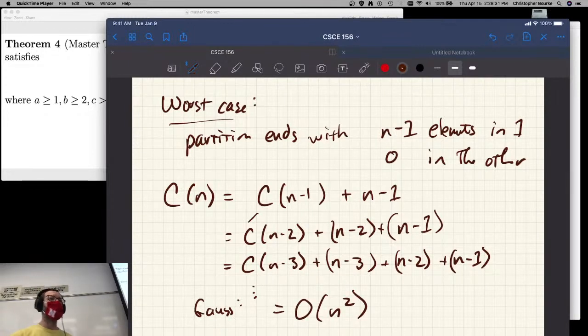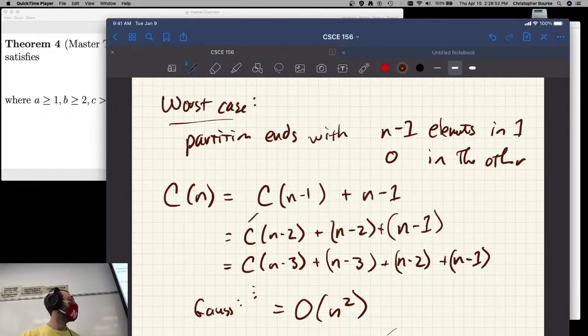And it makes sense. If you always choose the minimum and put it here, and everything gets shoved over here, then you choose the next minimum. You put it here, and everything gets shoved over here. What does that sound like? Selection sort. That's exactly selection sort.